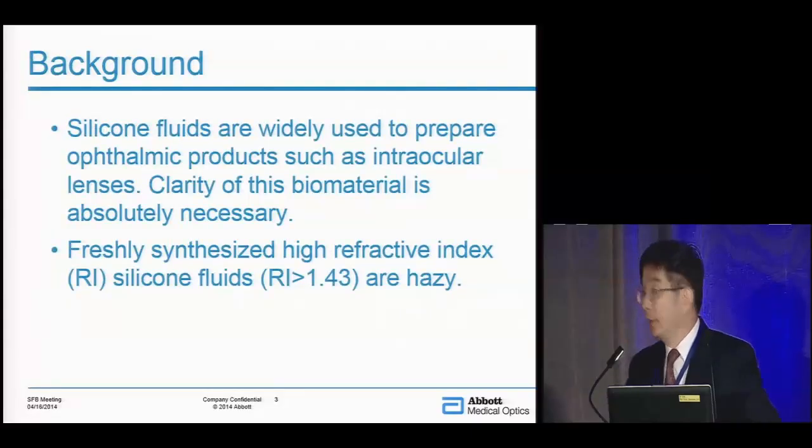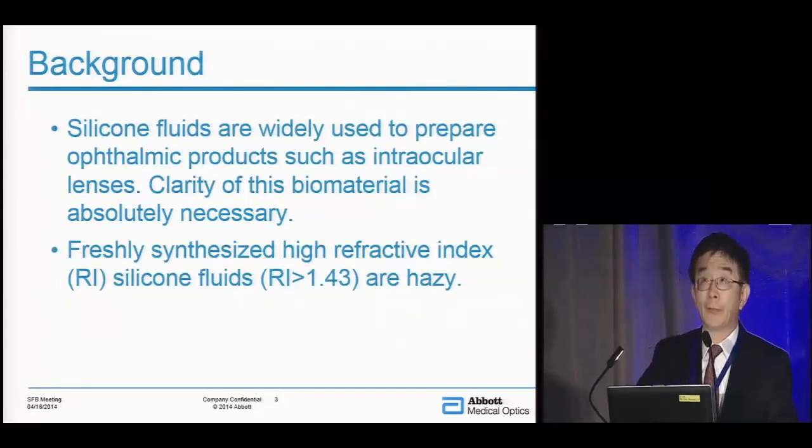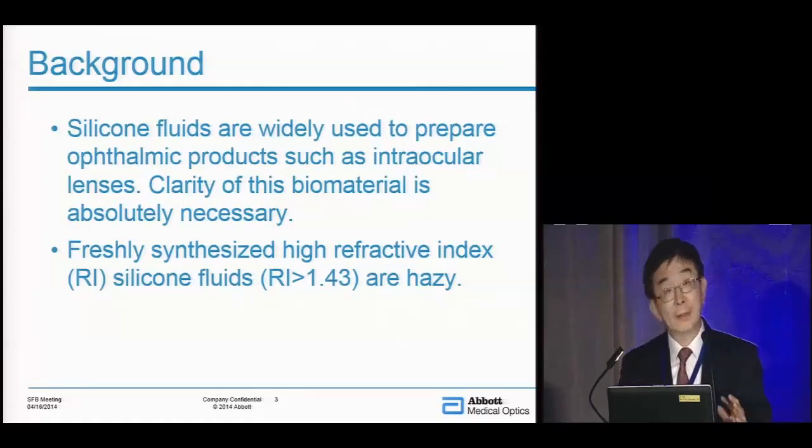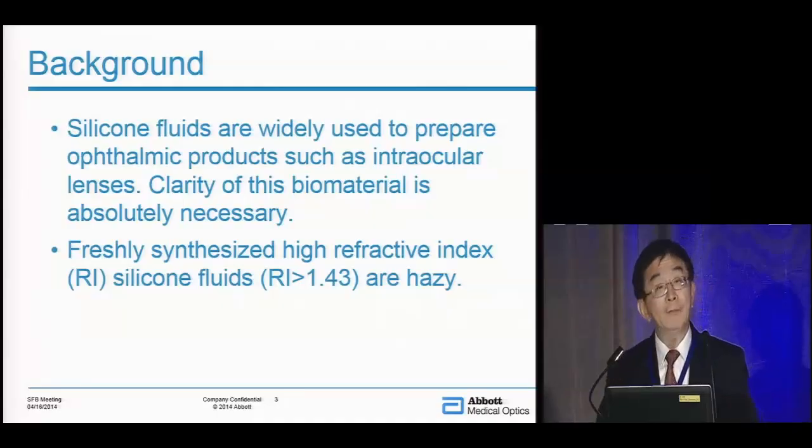Silicon fluids are widely used to prepare ophthalmic products such as intraocular lenses. Clarity of this material is absolutely critical. However, I need to briefly explain here to avoid future confusion. First, an intraocular lens is not made of silicon. It's made of silicon elastomer or silicon gel, not silicon fluid at this time.